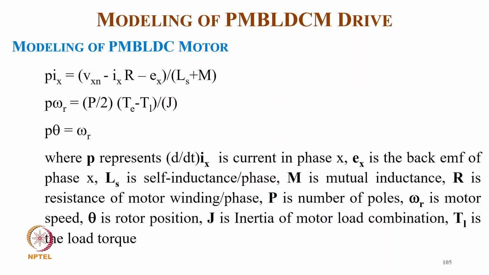Now coming to modeling of the BLDC motor, so p i_xn, where p is the derivative d/dt, equal to [V_xn minus i_xn R minus e_xn] divided by (Ls plus M), where n denotes the number of phases, and p ω_r equal to (P/2)(T minus T_L)/J, and p θ equal to ω_r, because we need the theta here also, typically for position feedback. And of course for a three-phase motor, the first equation gives 3, so 5 differential equations are solved for current, speed and position.